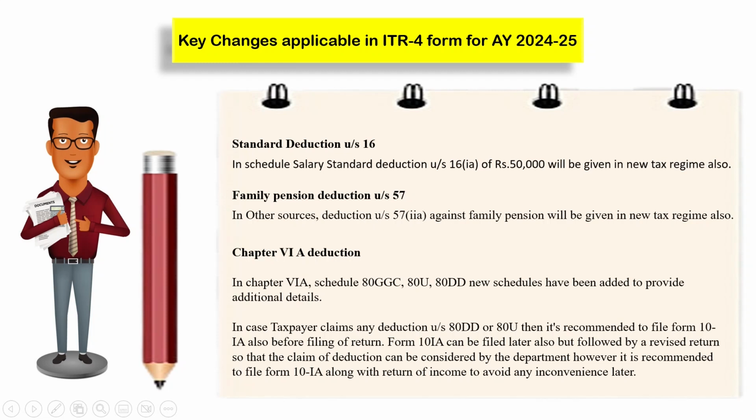In case the taxpayer claims any deduction under Section 80DD or 80U, then it is recommended to file Form 10IA before filing of income tax return. Form 10IA can also be filed after filing the income tax return, followed by a revised return, so that the claim of deduction can be considered by the department. However, it is recommended to file Form 10IA before filing the return of income to avoid any inconvenience later.